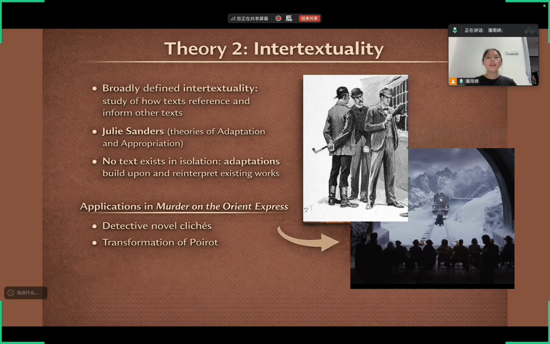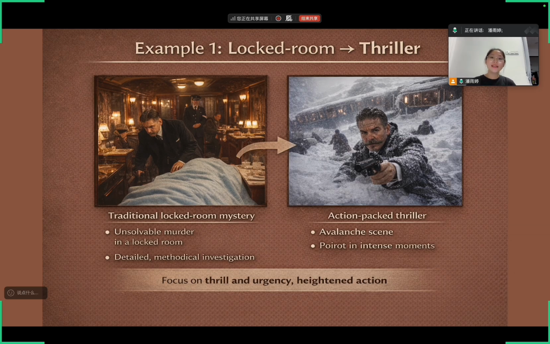When we apply this idea to the 2017 film of Murder on the Orient Express, it becomes clear that Kenneth Branagh is not adapting the novel alone. The film borrows heavily from modern action and disaster films. Scenes such as the avalanche and the railway bridge sequence are not found in Christie's original book, but reflect contemporary cinematic conventions. This shows that the film is an intertextual product shaped by modern genre expectations as well as the original literary text.